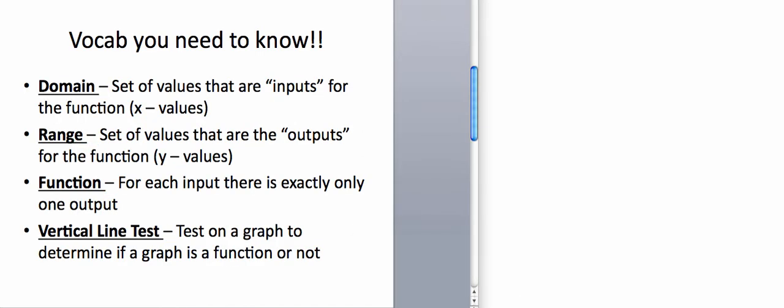This is going to give us an introductory look at what functions are and what they do, and what graphs of functions look like and how they are. So we're going to start off with our vocabulary that we need to know. Here are the four big things that we're going to talk about: domain, range, functions, and then the vertical line test. We'll go more in depth with the vertical line test a little bit later on, but that tells us what we use the vertical line test for.